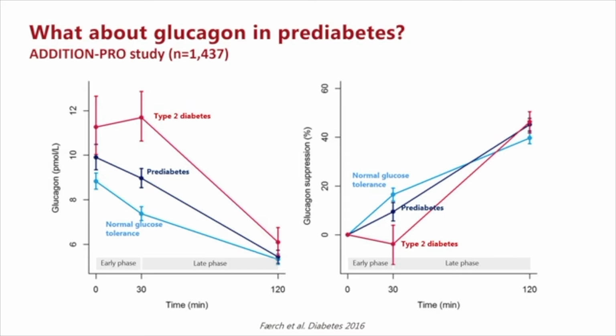And then we actually divided the glucagon suppression during the OGTT into an early phase consisting of the first 30 minutes and a late phase consisting of 30 minutes to 2 hours. And here we see quite different patterns. So we see that the early glucagon suppression is impaired in people with type 2 diabetes and actually also in people with prediabetes, but that the late phase glucagon suppression seems to be exaggerated in people with type 2 diabetes.